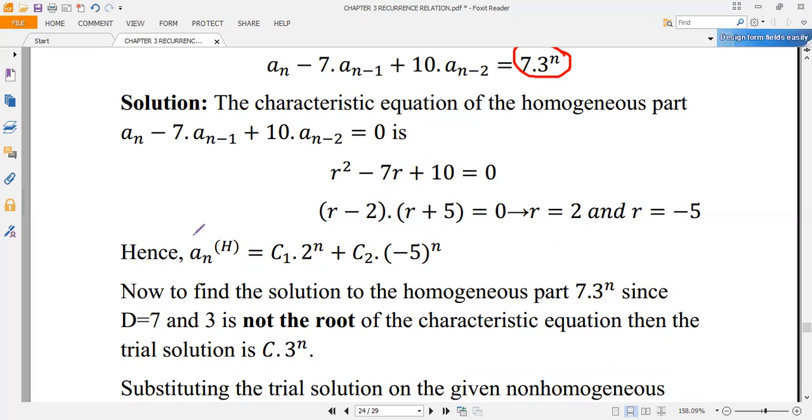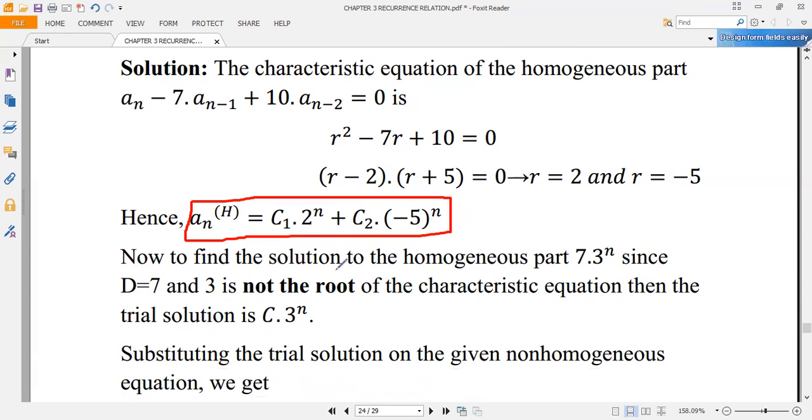Hence, the solution to the homogeneous part is this one: a_n equals c1 times 2 to the power of n plus c2 times 5 to the power of n. Now to find the solution to the non-homogeneous part, 7 times 3 to the power of n, since 3 is not a root of the characteristic equation of the homogeneous part, whose roots are 2 and 5, the trial solution will be c times 3 to the power of n.